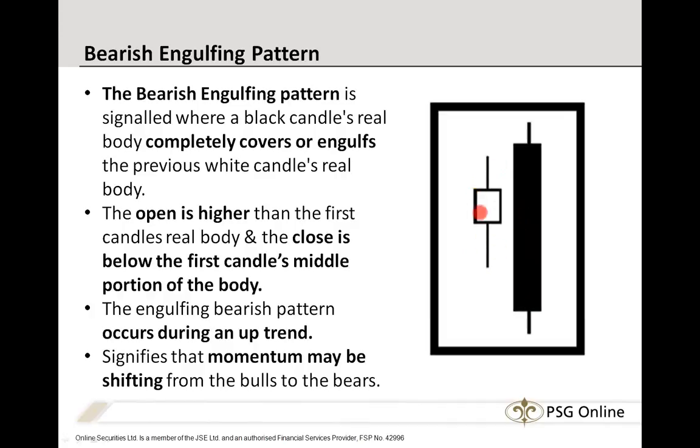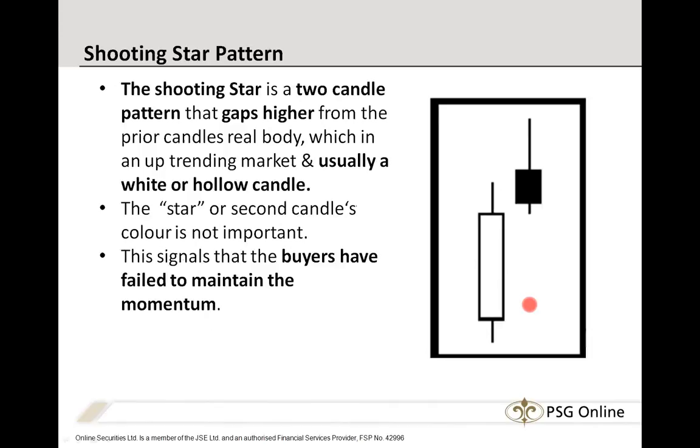So the sellers are in control. We start seeing this happen on increased volumes, which means there's panic selling and the guys want to get out of the market. So the momentum is shifting from the bulls to the bears. That's the psychology behind it. Shooting star.